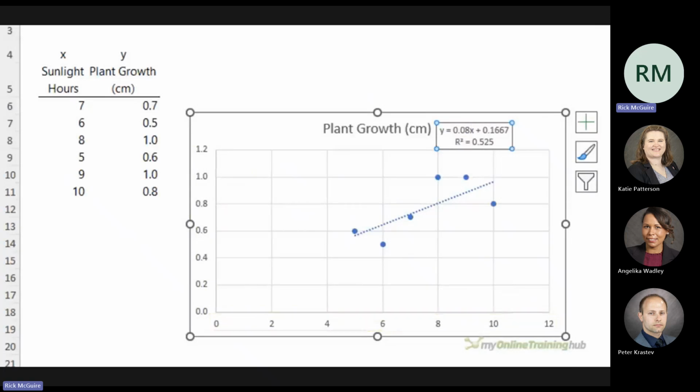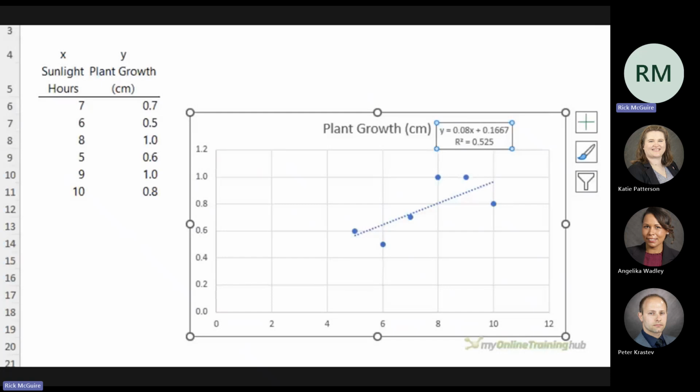In this case, the slope indicates that for every 1 hour increase in sunlight, that is x, the plant growth in centimeters, which is y, is expected to increase by 0.08 centimeters. The intercept of 0.1667 represents the value of y when x is equal to 0. In other words, it is the value of y when there's no x effect. In this case, the intercept indicates that the growth is expected to be 0.1667 when sunlight hours are equal to 0.